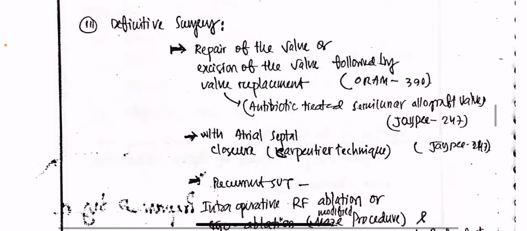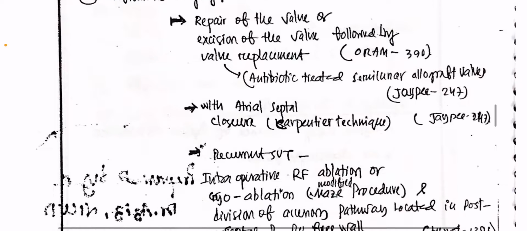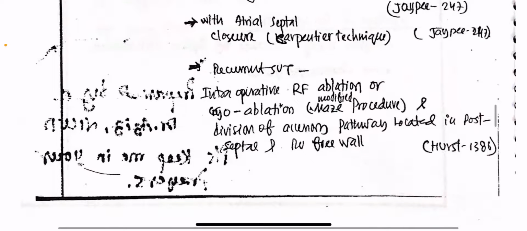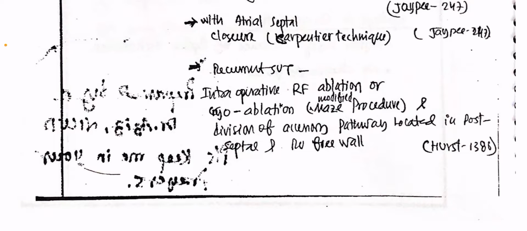Definitive surgery of Ebstein anomaly: repair of the valve or excision of the valve followed by valve replacement. Antibiotic treated semilunar allograft valve with atrial septal closure, Carpentier technique. In case of recurrent SVT, intraoperative right RF ablation or cryoablation, that is modified Maze procedure, and division of accessory pathway located in posterior septal and RV free wall.